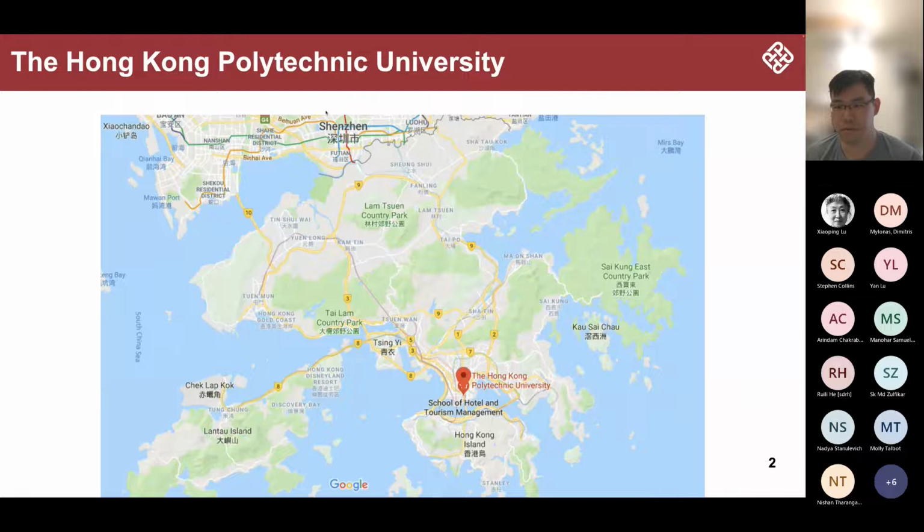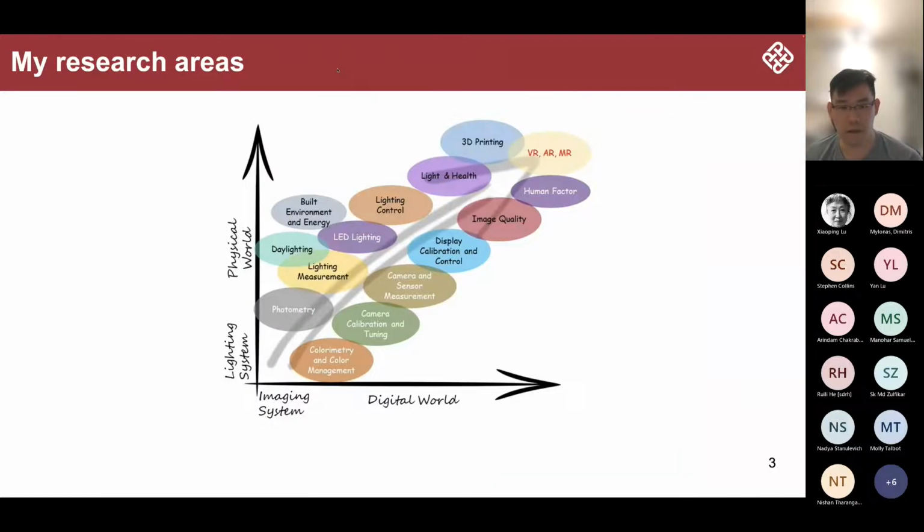My own research area: during my PhD, my main research was looking at the physical world, and I mainly focused on lighting systems. In other words, how human beings perceive the luminous environment, which is related to color and color rendering. That was my research expertise when I was still a PhD student.